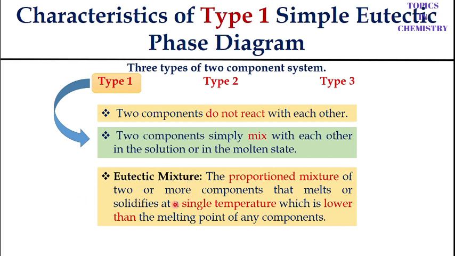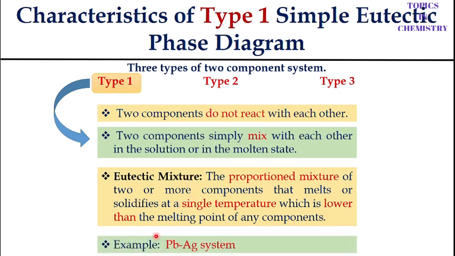One example is given: the lead silver system. There are many examples, but one example is the lead silver system. Now we have to know what the type 1 simple eutectic phase diagram is, and you have to draw the simple eutectic phase diagram.